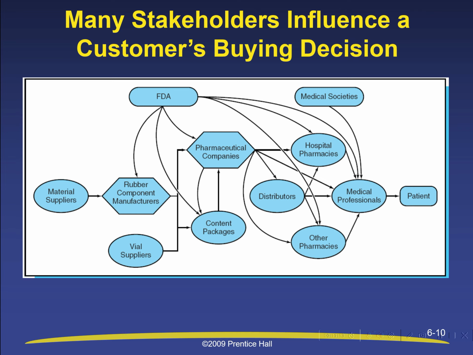The FDA can influence their decisions by the amount of products or the type of products they produce. They can also influence the pharmaceutical company's decisions by which products they recommend. They can also influence the content packages decision by how they package the products, such as bundles to save costs or in singles for those that want to buy single items. The FDA can also influence the decisions of hospital pharmacists, medical professionals, and other pharmacies before it gets to the patients to make their decisions.